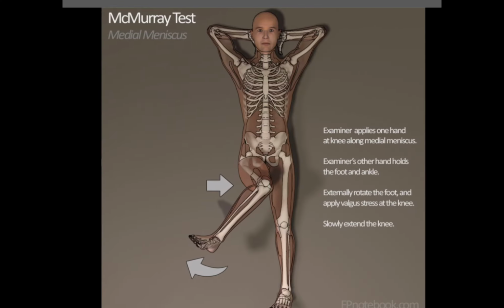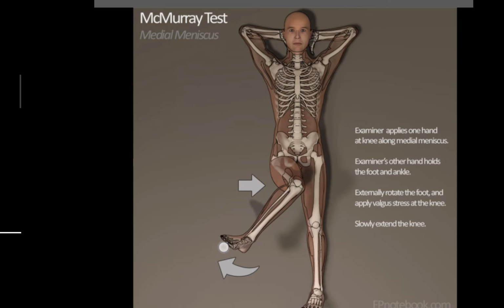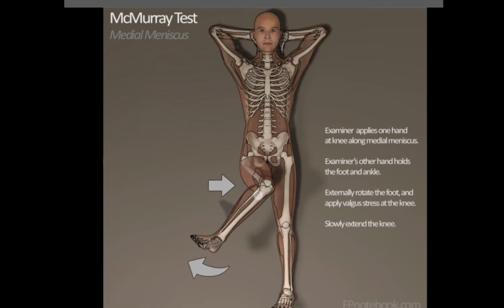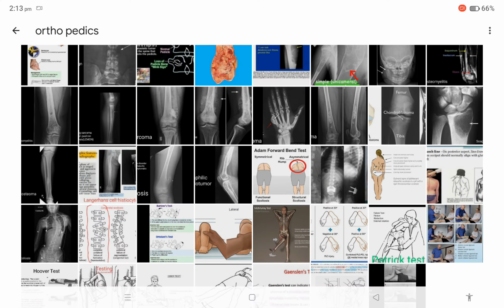Then this is McMurray's test. McMurray's test is for the medial meniscus. The examiner applies one hand at the knee and the other hand holds the foot and the ankle, and externally rotates the foot and applies valgus stress. The examiner will be rotating the foot with valgus stress, that is from the outward to inward stress, and this will be for the medial meniscus, McMurray's test.